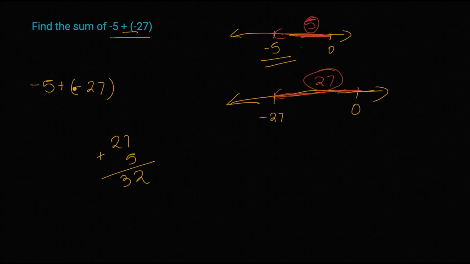And since there are more numbers with a negative sign, the answer is going to be negative 32. So you're adding, but these two numbers are in negative form. So that's how this works. Like that, let's do another problem. There we go. We have another problem the same way.